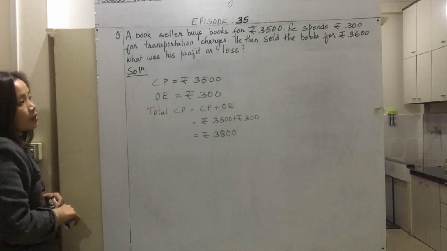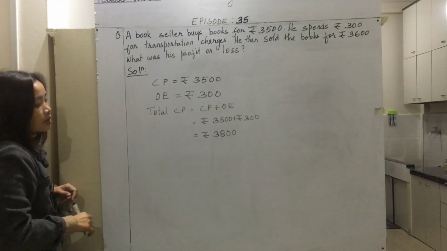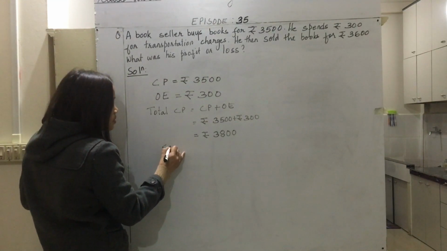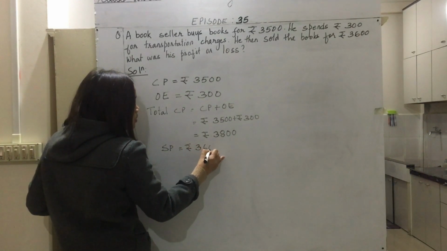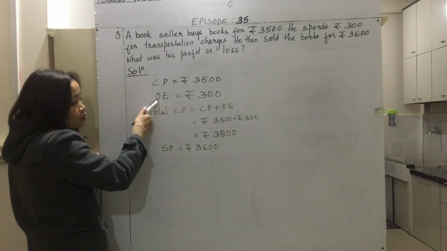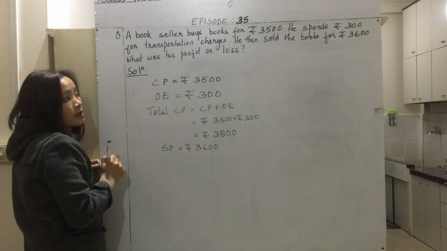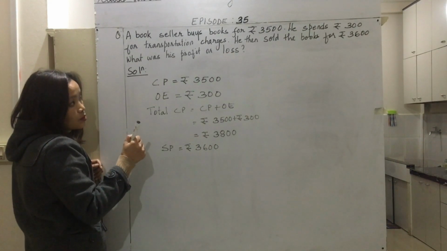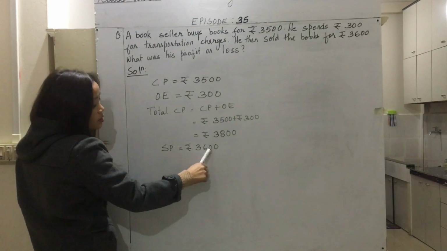Next, he then sold the books for rupees 3,600. So the selling price is rupees 3,600.